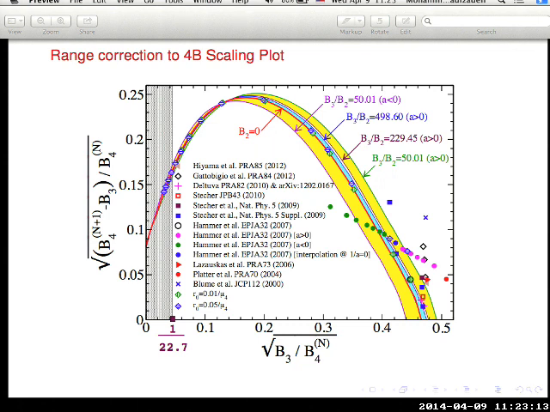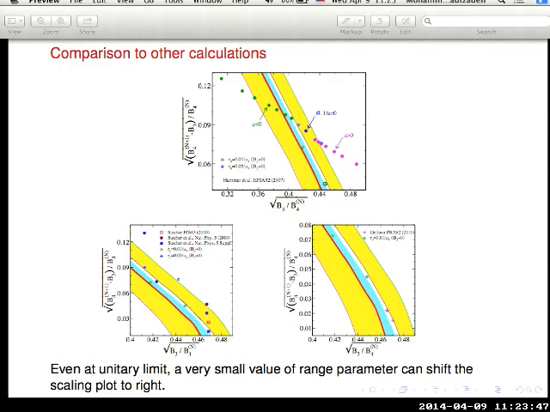So we have this green diamond point, and if we go to the right direction, where we have the other group's result, this can widen the plot or give a shift to the right. For a larger value, this blue diamond, we have more shift to the right. So it means that even if we are doing the calculation at the unitarity limit, considering the range can give a shift to the scaling plot. So here we have some section of the plot in comparison to the Hammer and Platter result.